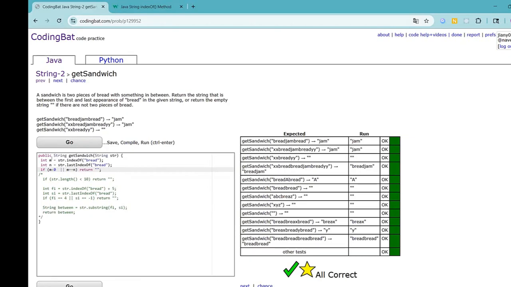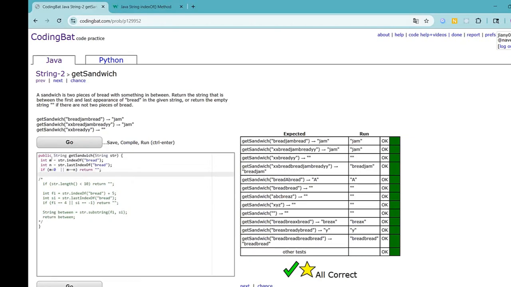This one means that m less than 0 means there's no bread. m equals 1, maybe no bread, maybe there's only one bread. Either case, no sandwich. Otherwise, you have a sandwich. When you have a sandwich, you do str.substring starting from n plus 5 up to n. That's it.